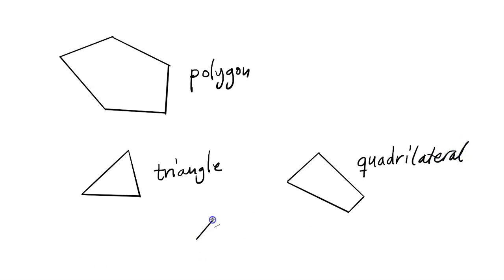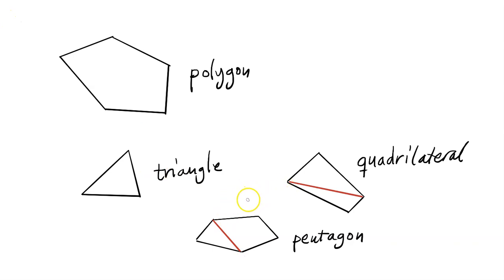And if it has 5 sides or edges, then it's called a pentagon. So these are sides, or are called edges, and these where they cross are called vertices. If we draw a straight line between two vertices like this, or like that for example, these are called diagonals of the polygons.